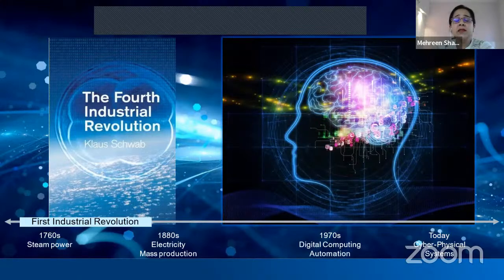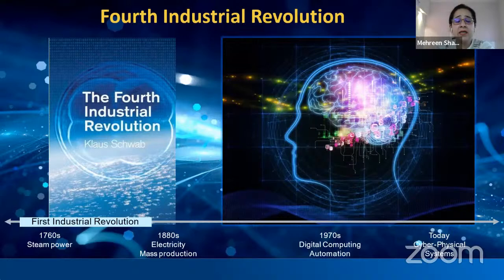AI is considered as the fourth industrial revolution after steam power in 1760s, electricity and mass production in 1880s, digital computing and automation in 1970s, and today we have the cyber physical systems like robotics, automation, sensors, etc. And AI is getting integrated with this and giving us more satisfying experience. So now let's demystify artificial intelligence.